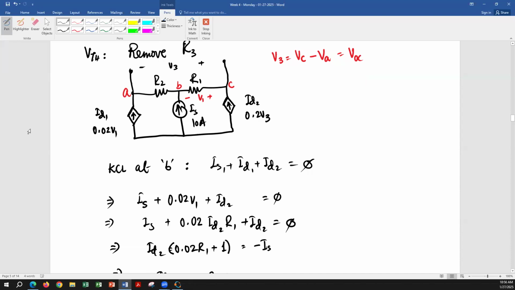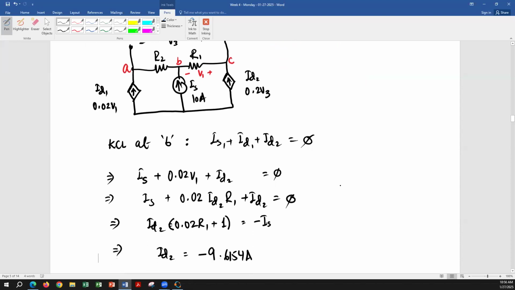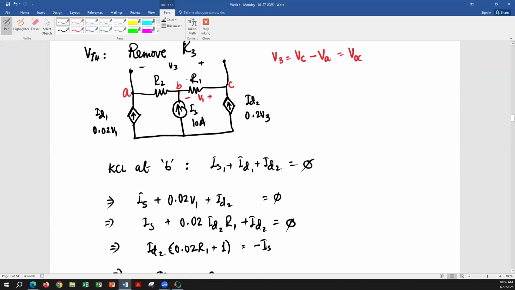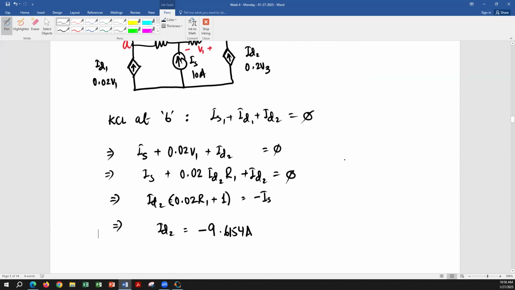Okay, so now we can calculate ID1 since we can calculate V1, since we know ID2. And we can calculate V3 as well, what we are looking for actually. So all we need to calculate is V3 because that's the open circuit voltage we're looking for. We just calculated from the relationship ID2 is equal to 0.2 V3.